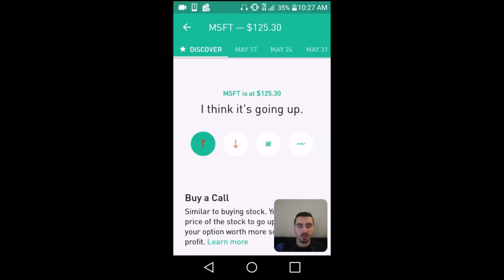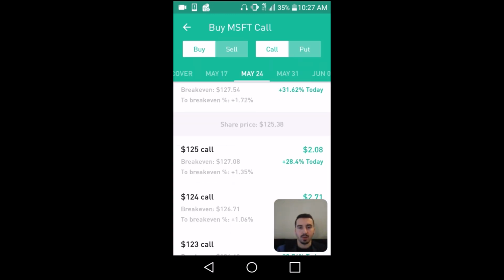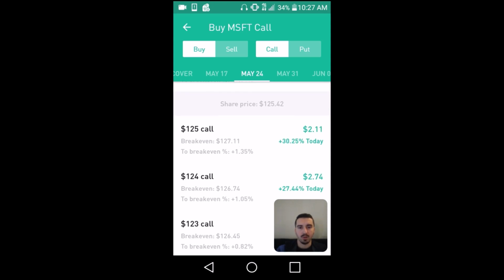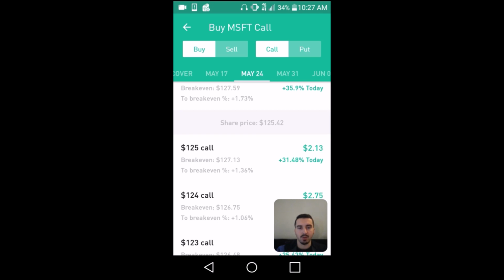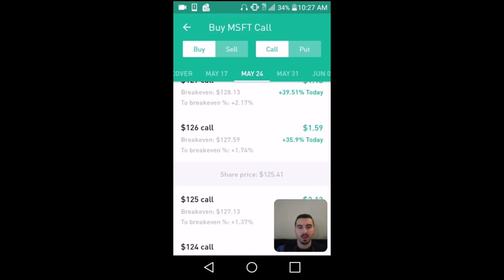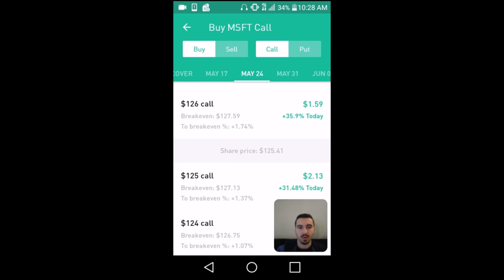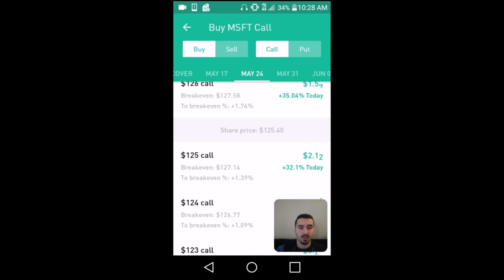Okay, so let's say you're saying that Microsoft's going to go up. You would pick a date. Up here is where your dates are at. You scroll through and you can go out as far as you want. As you can see, all the months and the year 2020 right there, up to 2021. So let's just pick out May 24th. Okay, so pretty much all the ones that are under this line, which is $125, all of those are in the money pretty much, and those are the safer ones. If you pick the ones out of the money, if it doesn't hit your price, it's going to be worthless, so you're going to lose everything. So my tip is always buying in the money.